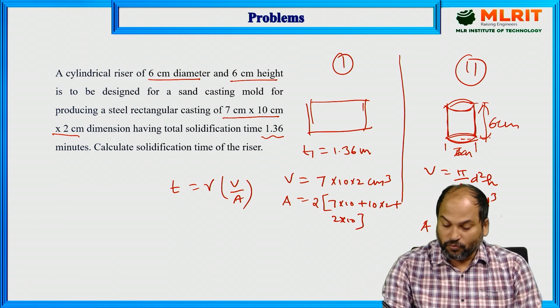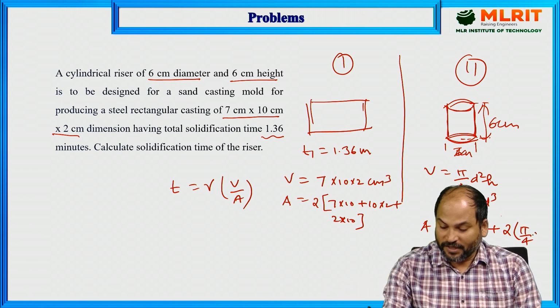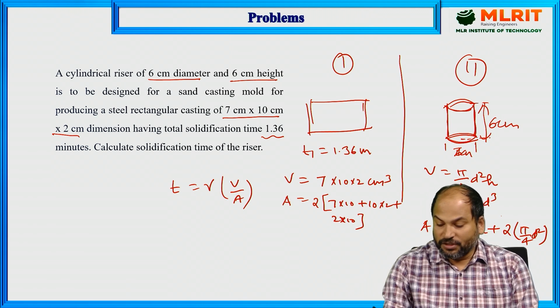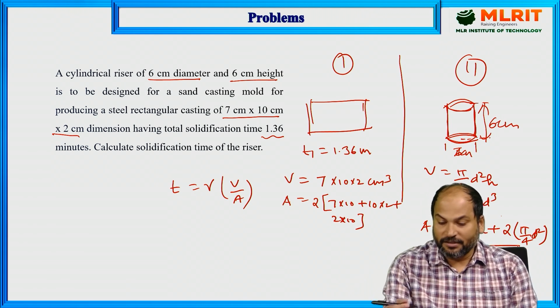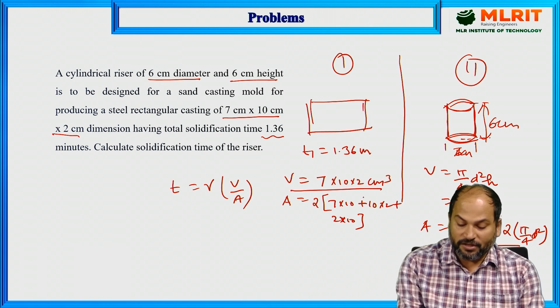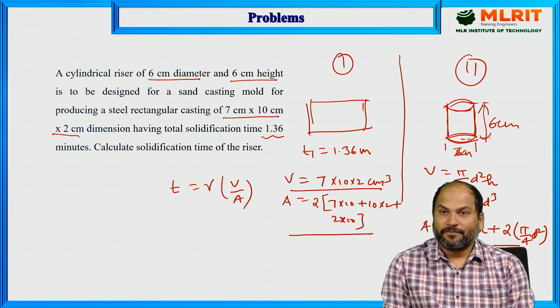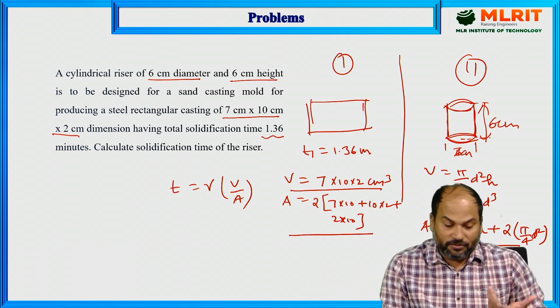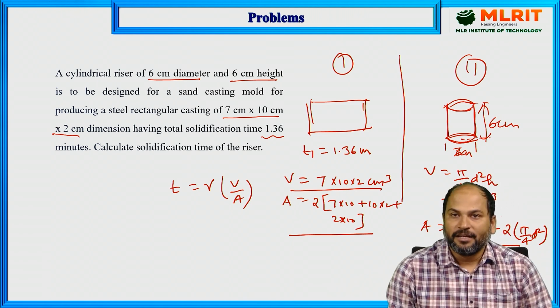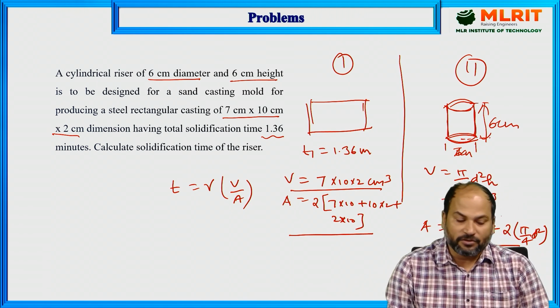So what will be the total surface area? Pi d h plus twice pi upon 4 d square, where d is the diameter. So this is the surface area for this cylinder, the cylindrical riser, and this is the volume and surface area for the casting. So what do we have to calculate? We have to calculate how much time this cylindrical riser will take for solidification.